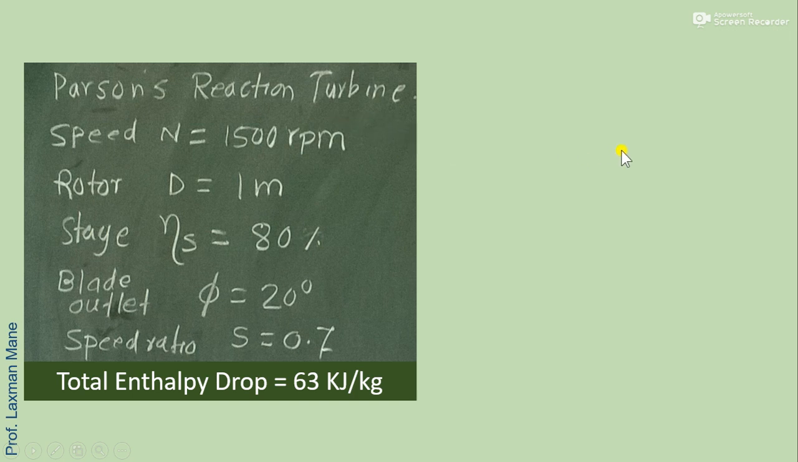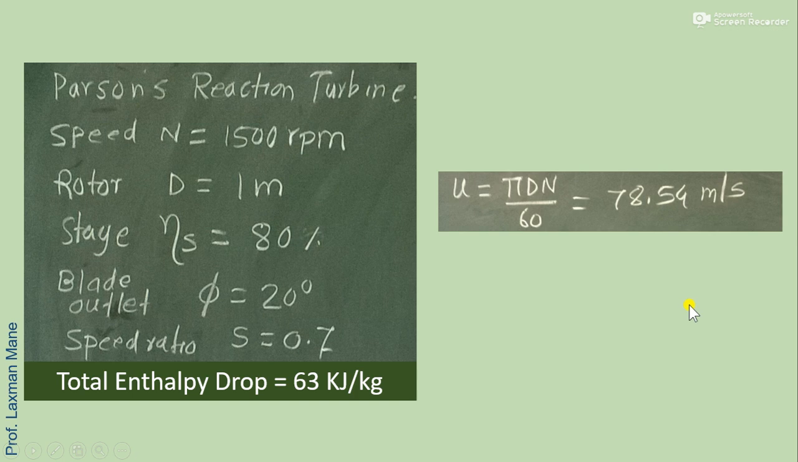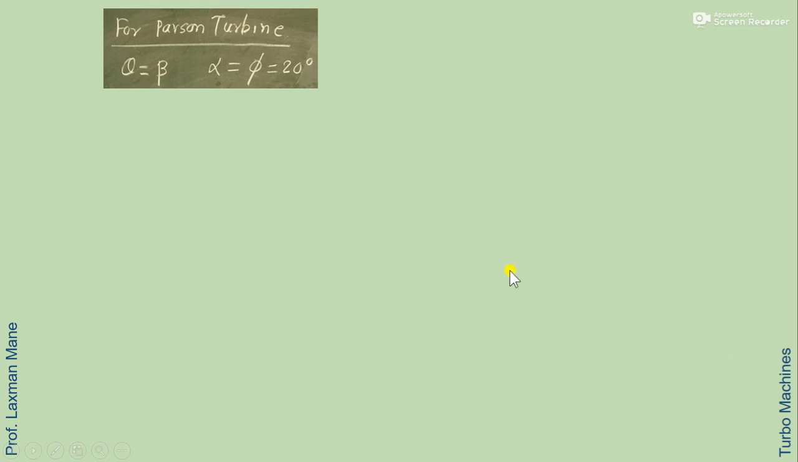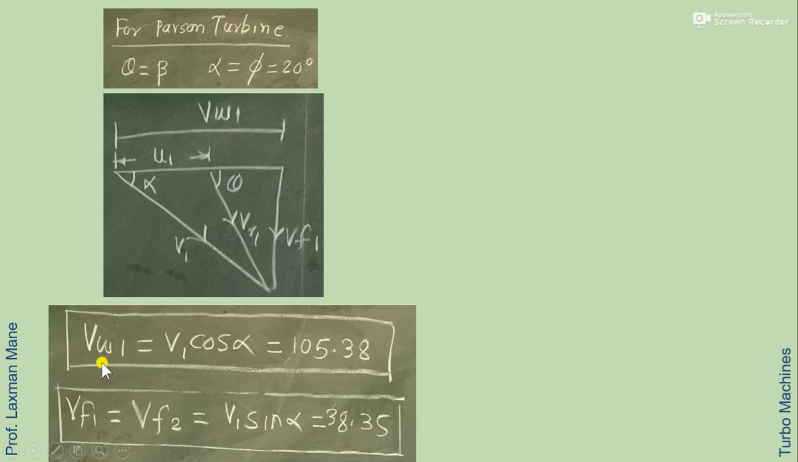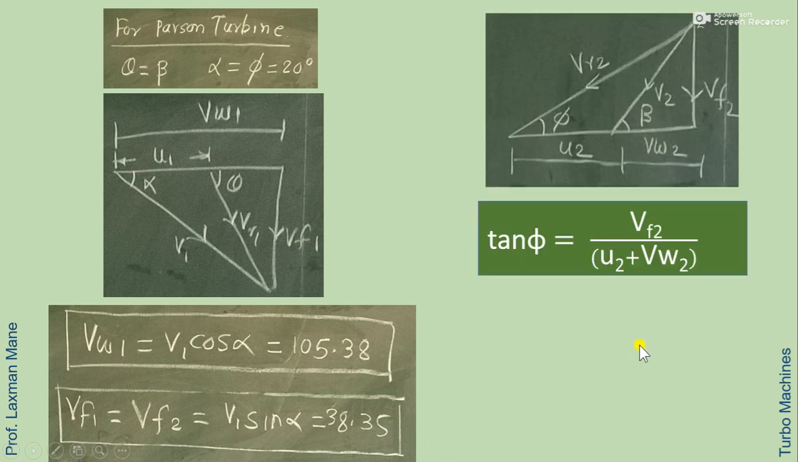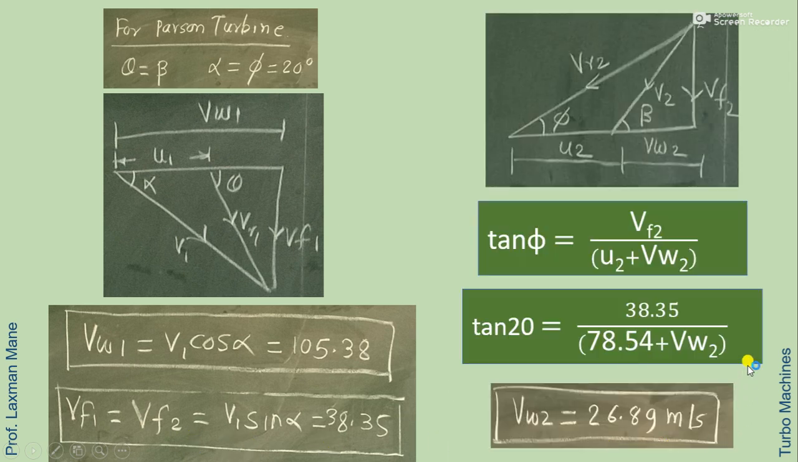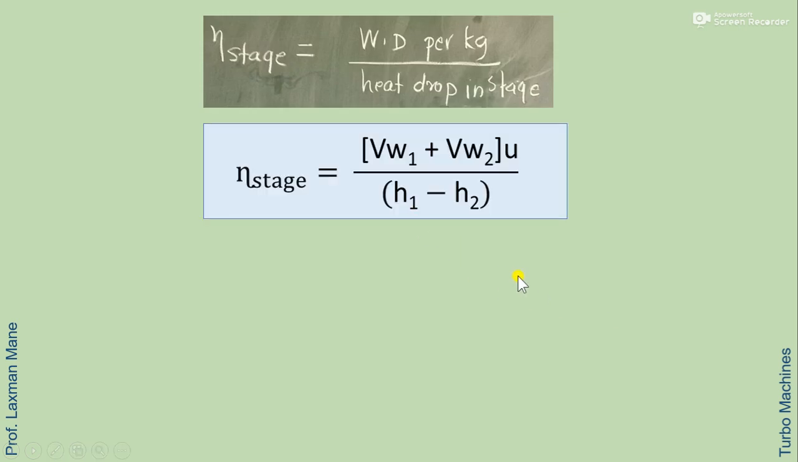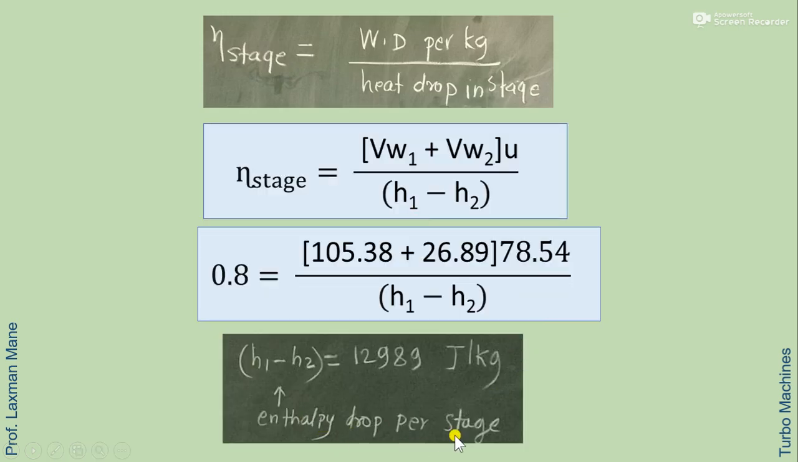So here all the values are similarly found as per the previous numerical. So U value, V1, value of Vw1, V1, V2, Vw2. From the stage efficiency formula, enthalpy drop per stage. So up to this the problem is same, or all the values are same because the data is same. Now the only change is to find the number of stages.